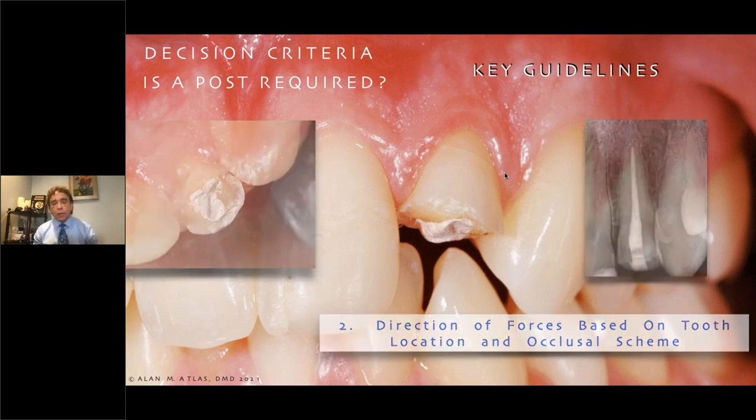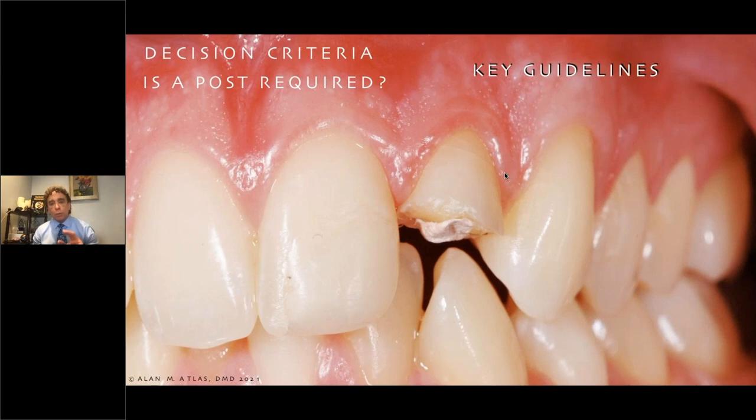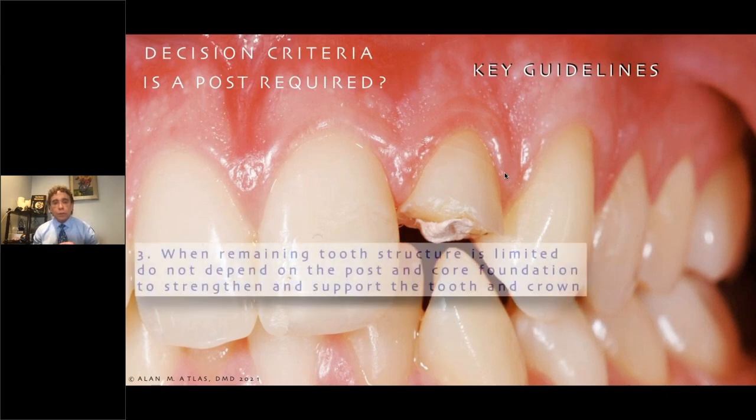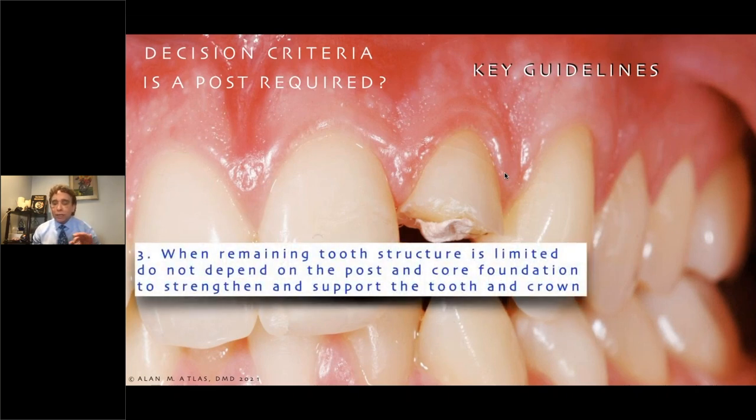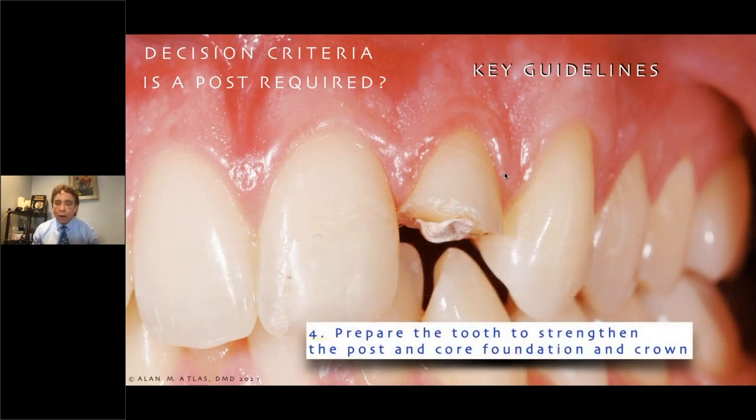There we go. Number three, and the next two are probably the most important parts of this presentation. I'm going to tell you, when remaining tooth structure is limited, do not depend on that post and core foundation to strengthen and support the tooth and crown. Instead, you prepare the tooth to strengthen the post and core foundation and crown.